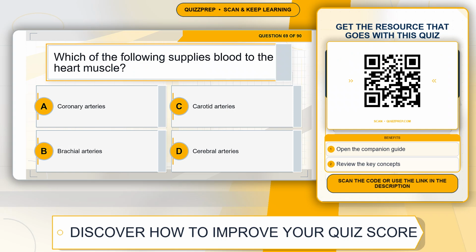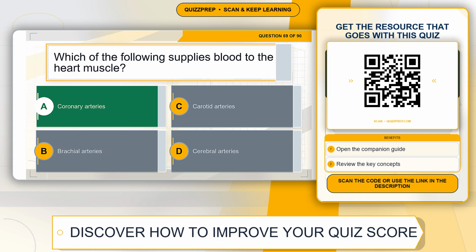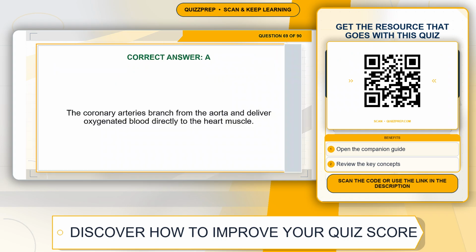Question 69. Which of the following supplies blood to the heart muscle? Option A, coronary arteries. Option B, brachial arteries. Option C, carotid arteries. Option D, cerebral arteries. The correct answer is option A, coronary arteries. Explanation. The coronary arteries branch from the aorta and deliver oxygenated blood directly to the heart muscle.